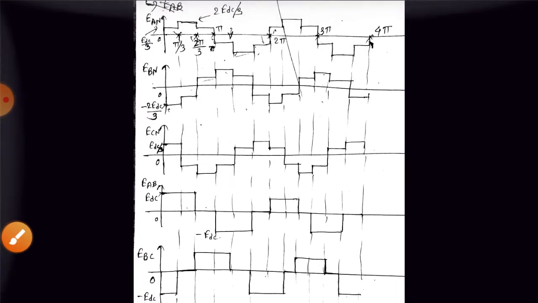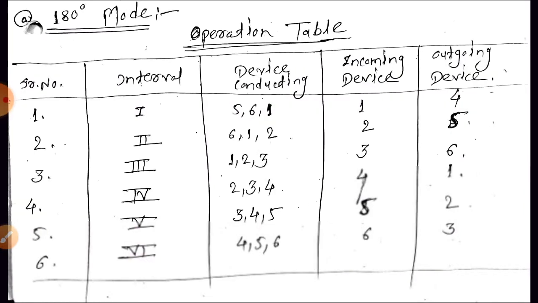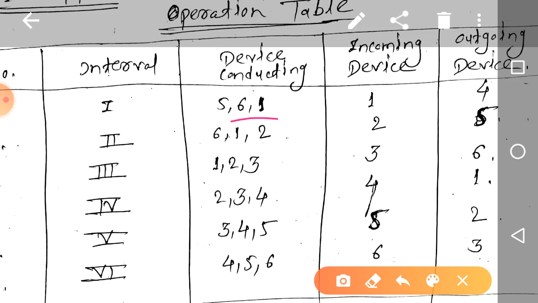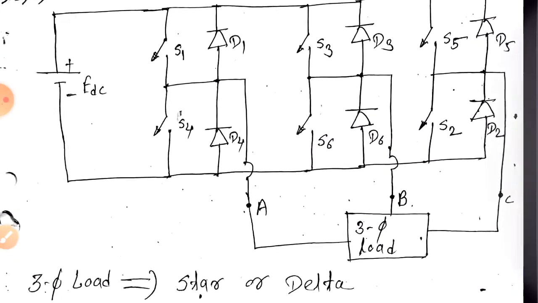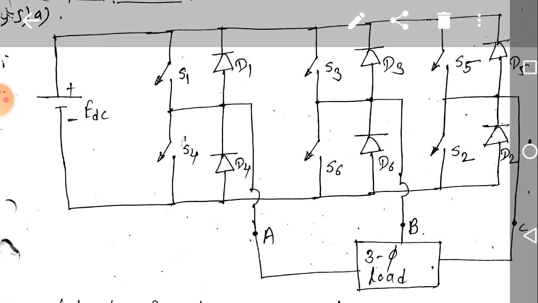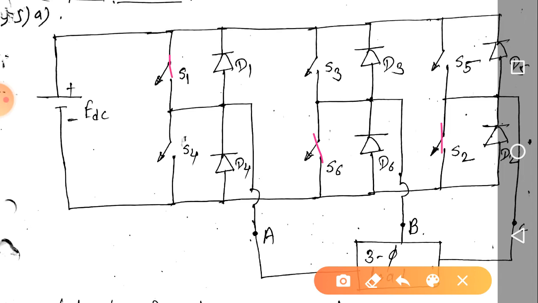Similarly, during the second interval, which two switches will be in the on state? 6, 1 and 2. Okay, 6, 1 and 2 are in the on state. So switch number 6 is on, switch number 1 is also on, switch number 2 is also on, right?